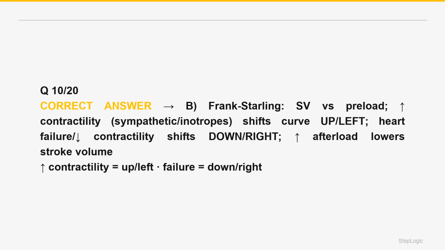Increased afterload also lowers stroke volume. This explains why a failing heart relies on the Starling mechanism, dilation, and why reducing preload and afterload helps. The behavior that contractility shifts up and left and failure shifts down and right is correct.